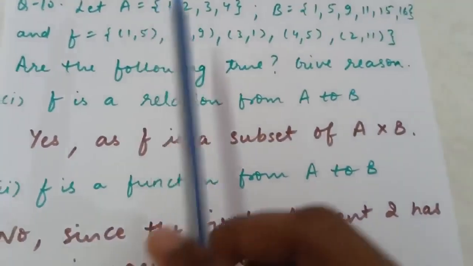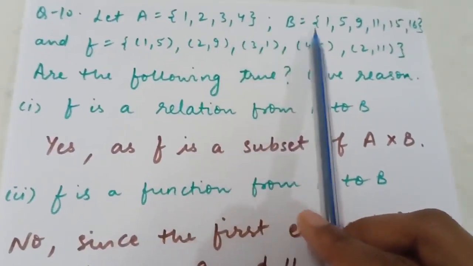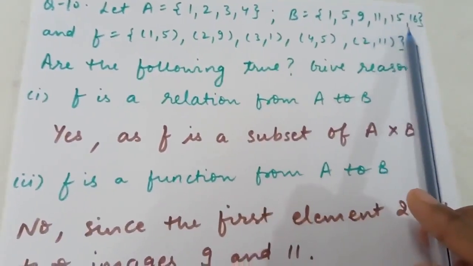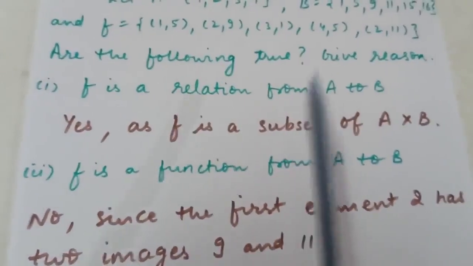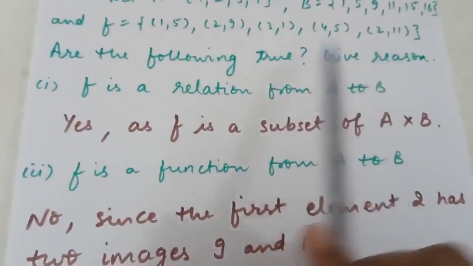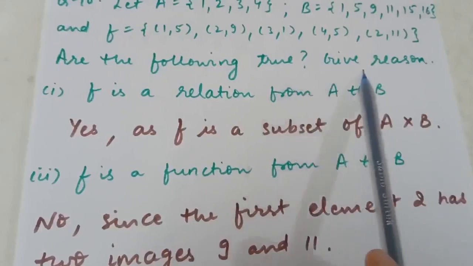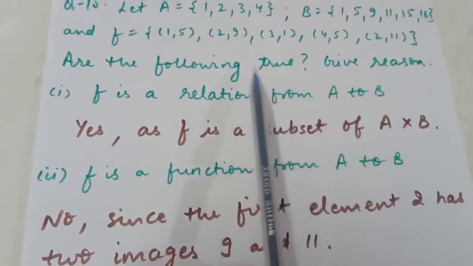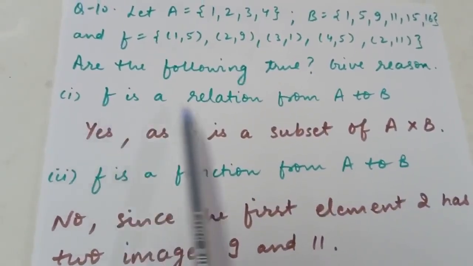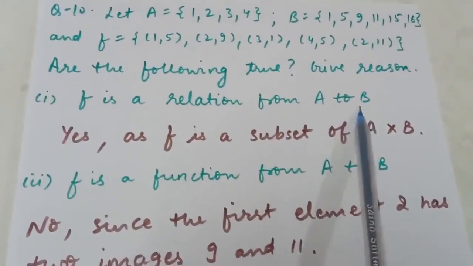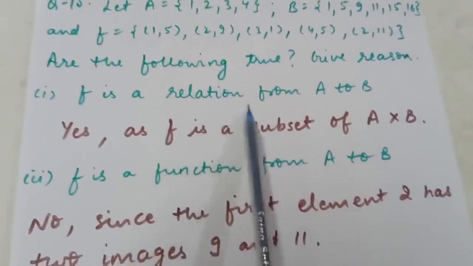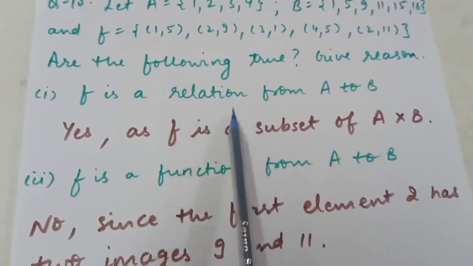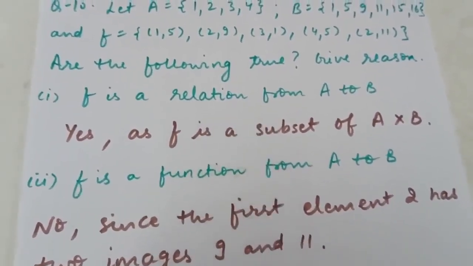Now next is question number 10. Let A be the set {1, 2, 3, 4}, B be the set {1, 5, 9, 11, 15, 16} and F is given as {(1, 5), (2, 9), (3, 1), (4, 5), (2, 11)}. Are the following true? Give reasons. We have to give reasons for the following statements. First is F is a relation from A to B. So check if F is a relation from A to B. F will be a relation from A to B if F is a subset of A cross B.